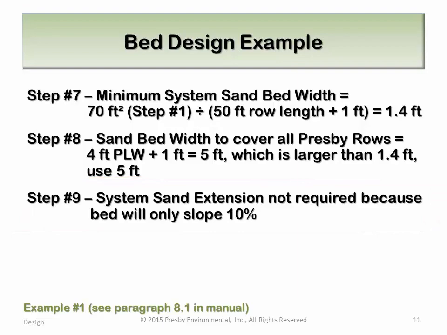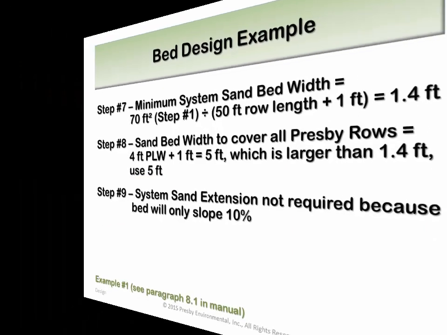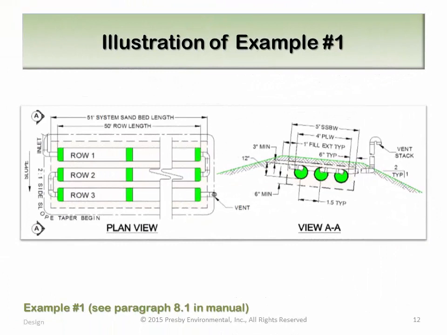Now let's look at an illustration of this system. Because our daily design flow was less than 750 gallons per day, we were allowed to use a basic serial layout. With basic serial systems, you are not required to use a distribution box, so this system can connect directly to the septic tank. A vent stack is connected to the end of the last row in the series. This will provide air to every foot of Presby pipe.